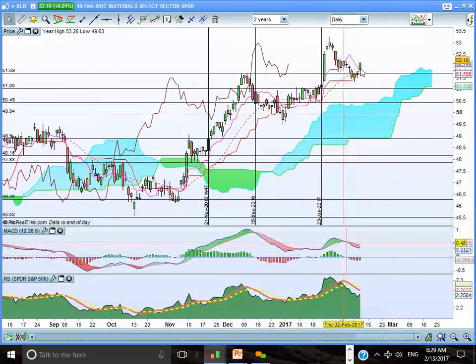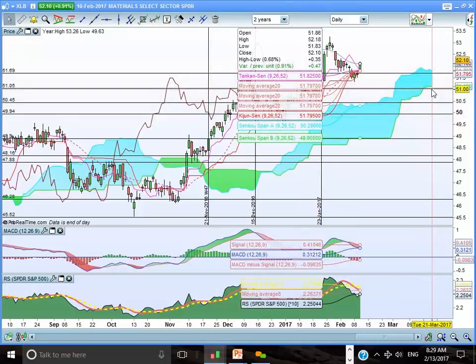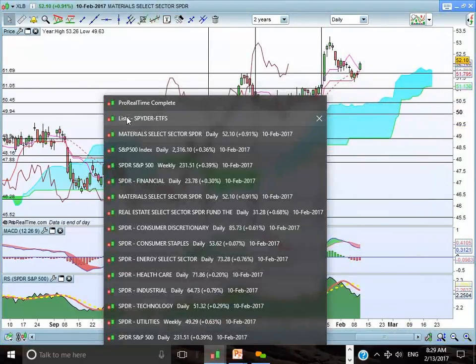Okay, so a bit of whiplash here. The top end of the cloud here is significant support here at 51. So we could still retest that area.